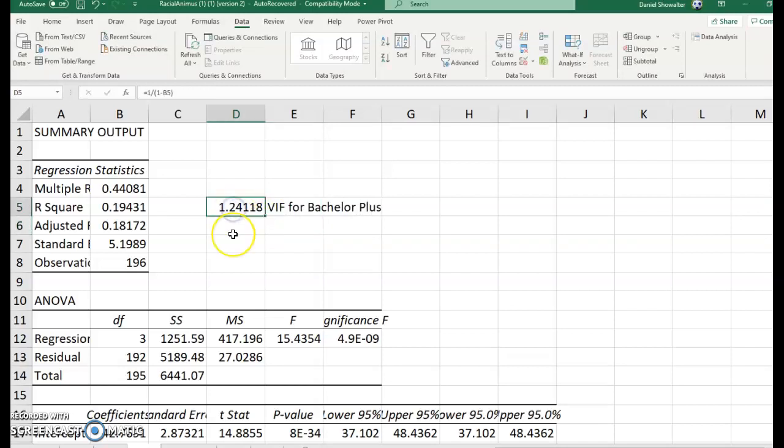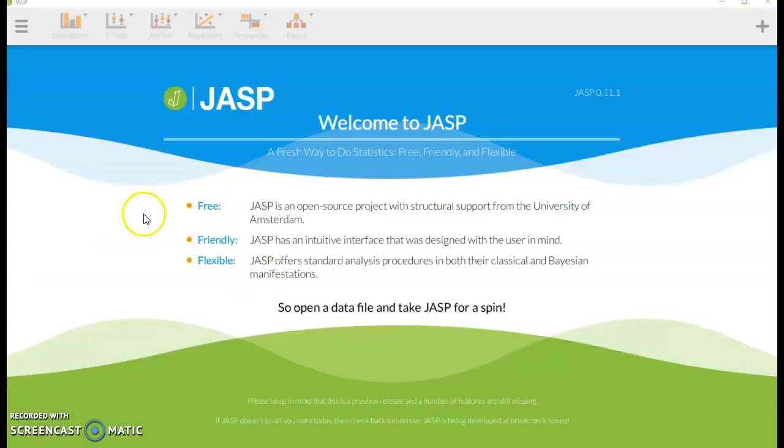So the variance inflation factor for Bachelor Plus is 1.24. As a rule of thumb, the book gives, if your VIF is over 5, that's when you want to start paying a little more close attention. It doesn't mean that it can't be a predictor in the model, but it does mean that it's pretty heavily correlated with the other ones. So you just want to be careful. The book does a nice job of telling how to handle that. It really is based on the situation, but you at least want to investigate more carefully when your VIF is higher.